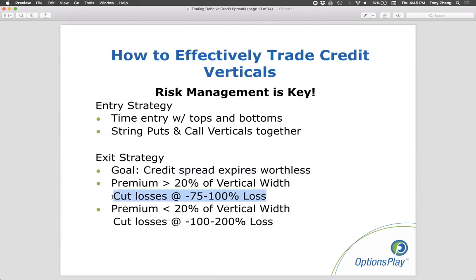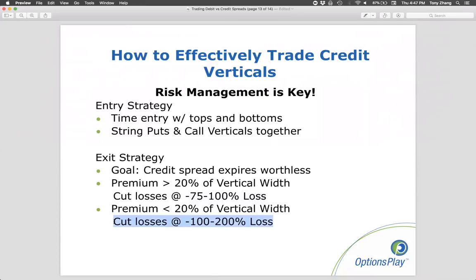If you receive less than 20% of your vertical width, and this is for those of you that are trading those higher probability credit spreads that have 85, 90% probability, you're going to collect much smaller than 20% of the vertical width. For those of you that are selling these way out of the money credit spreads with high probabilities, where your premium that you receive is less than 20% of the vertical width, you want to cut your losses when you've reached 100 to 200% losses on the trade that you've sold.